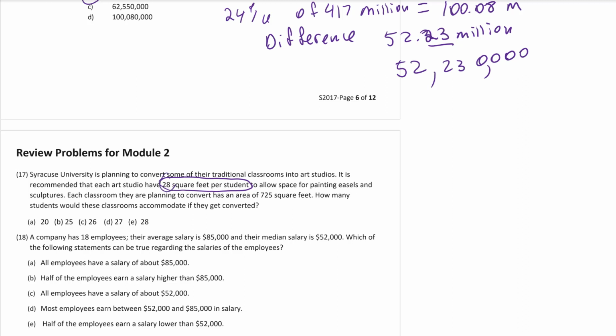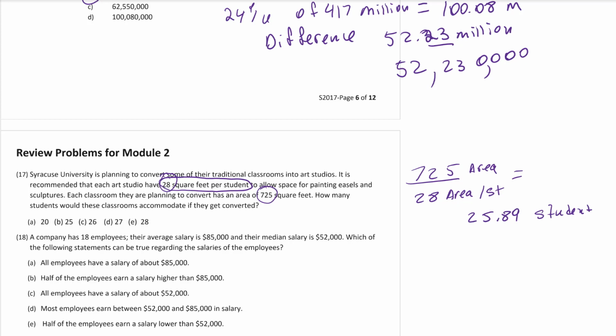So the question is, how many of those 28 square feet per student is going to fit in 725? So, it's 28 per student. The total is 725. So we're just going to go ahead and divide 725, which is the area, divided by the area per student. All right, so if we divide that, we're going to get 725 divided by 28. That gives us 25.89 of a student.